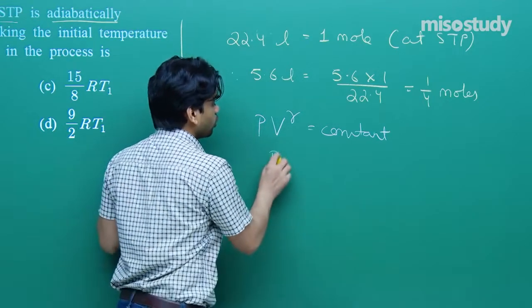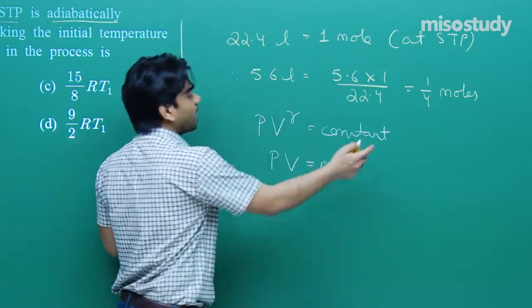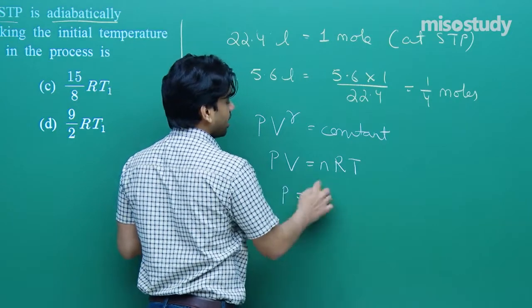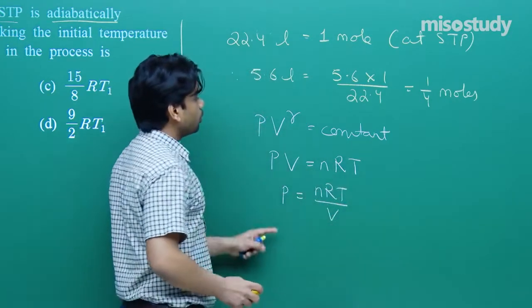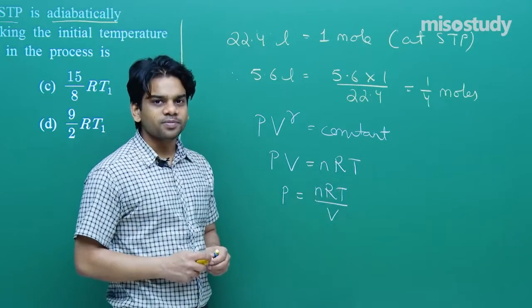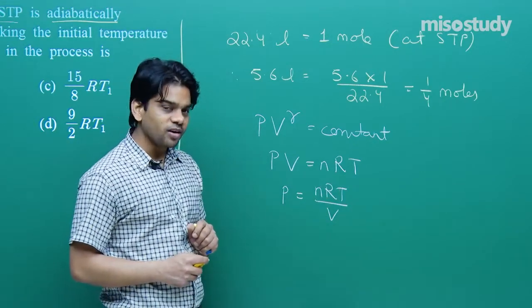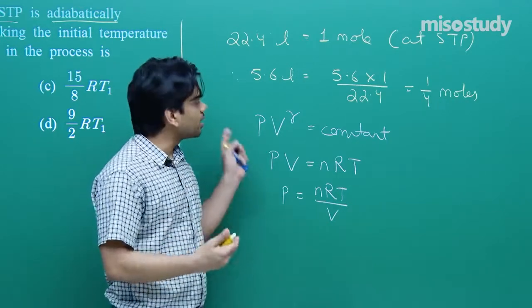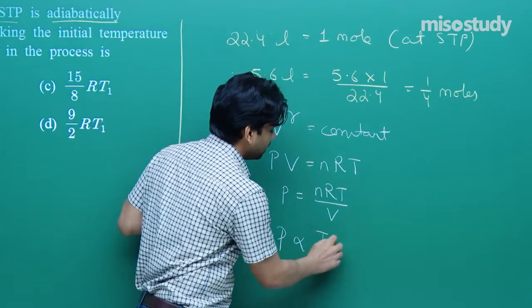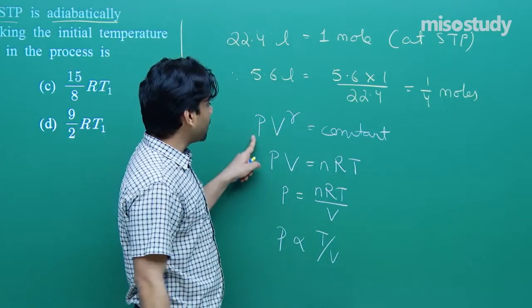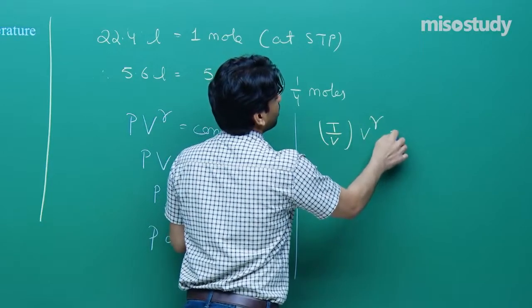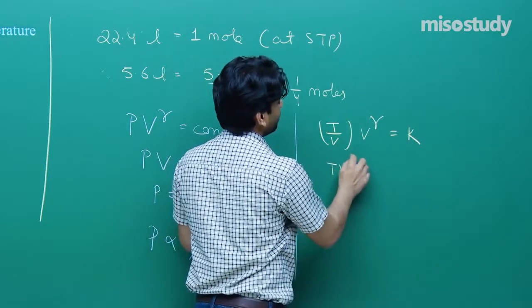We all know that PV equals nRT, and suppose you want to write the same adiabatic equation in terms of temperature and volume, you can convert it by using pressure as nRT by V. Since n and R are constant, pressure is proportional to T by V. So putting pressure as T by V, we obtain T by V times V^gamma equals constant K, and finally it comes out to be TV^(gamma minus 1) equals constant K.